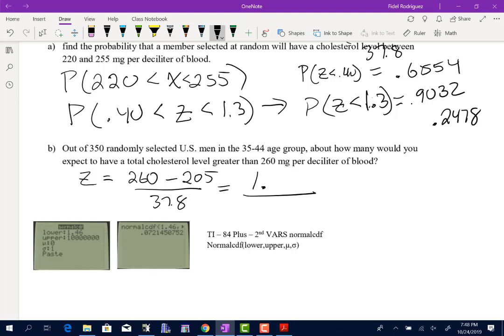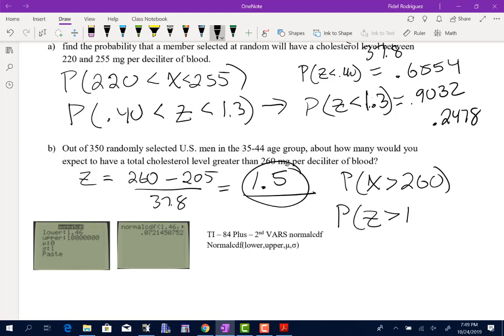1.5? That's two decimal places, like 1.49 and change? Is that what it was? Yeah, so 1.5? Okay. So guys, remember what we're looking for here. We're saying what's the probability that their cholesterol is going to be greater than 260? Isn't that the same thing as saying that the z-score is going to be greater than 1.5? Yeah, it should be 1.46. Okay, 1.46.